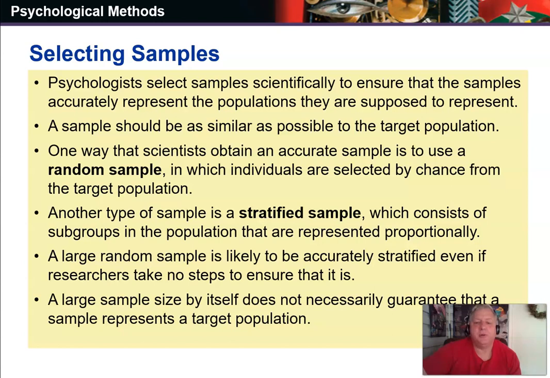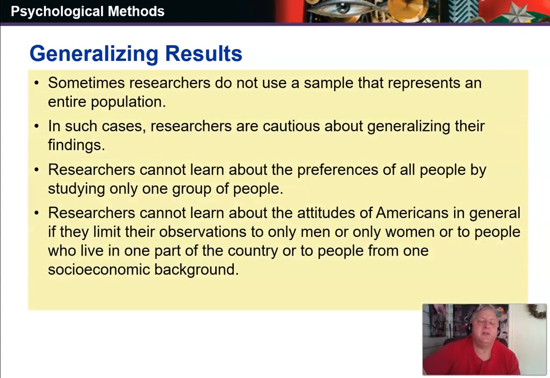are represented proportionally. A large random sample is likely to be accurately stratified, even if researchers take no steps to ensure that it is. A large sample size by itself does not necessarily guarantee the sample represents the target population. Sometimes researchers do not use samples that represent an entire population. In such cases, researchers are cautious about generalizing the findings.